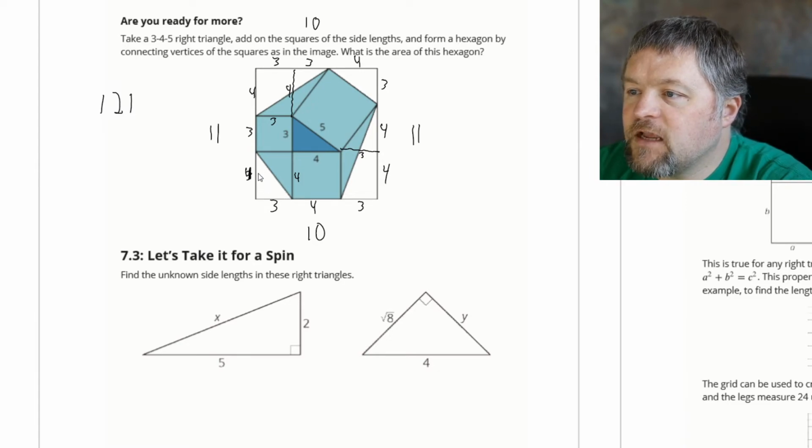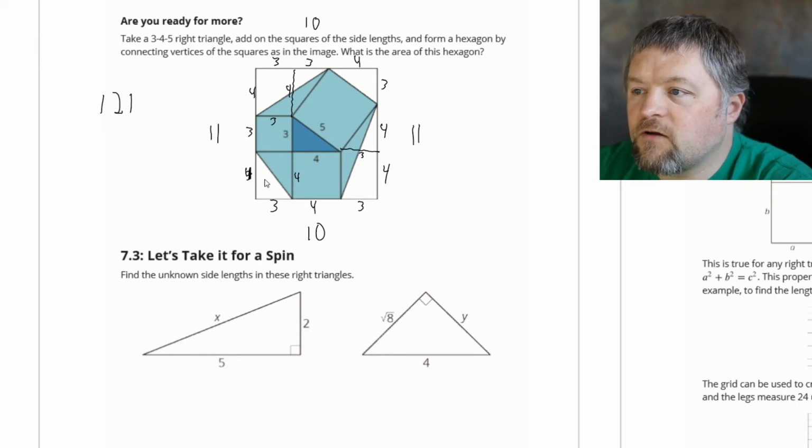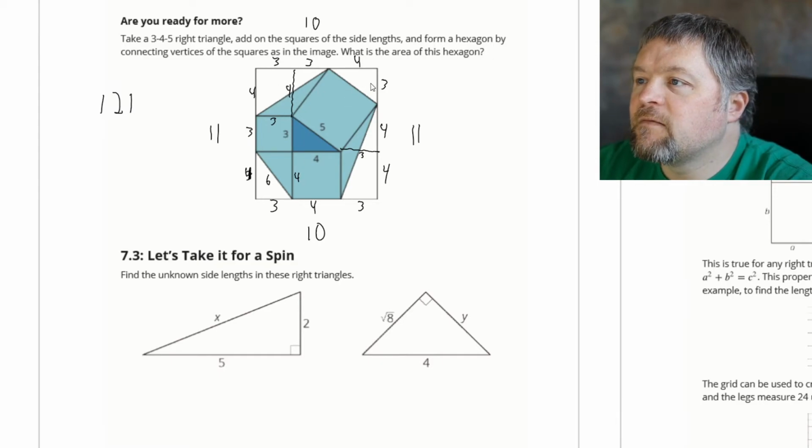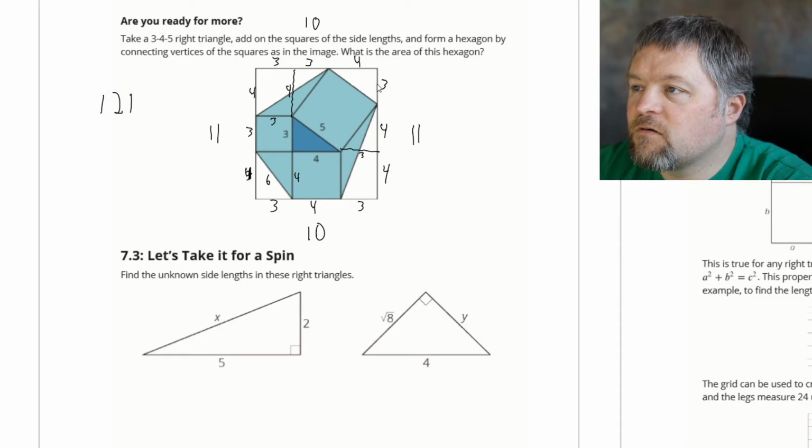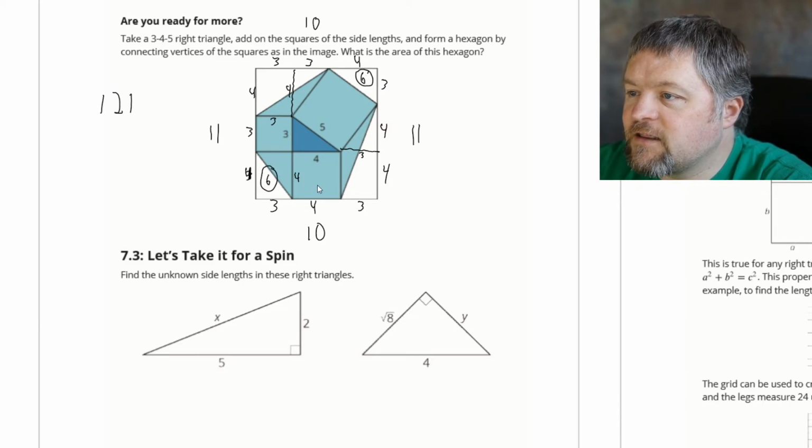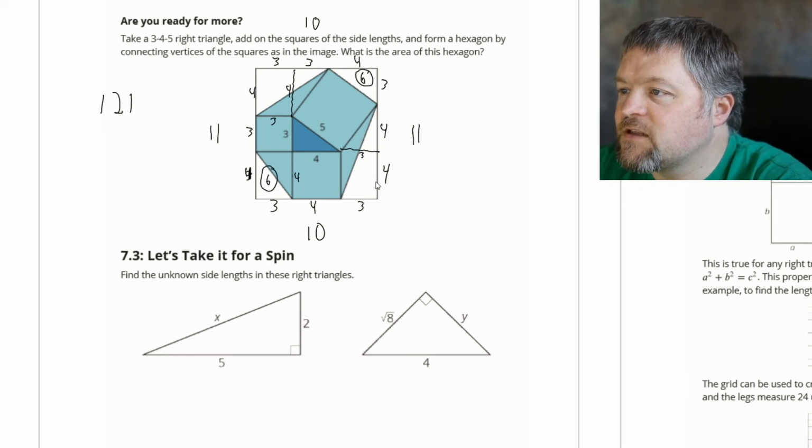Well, this one here is 3 times 4 is 12, over 2 is 6. This triangle right here is also 3 times 4, which is 12, over 2 is 6. So that's an area, that's an area. Now we have these triangles on this side.